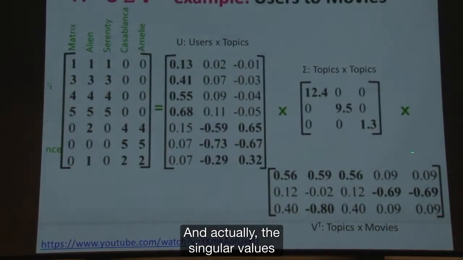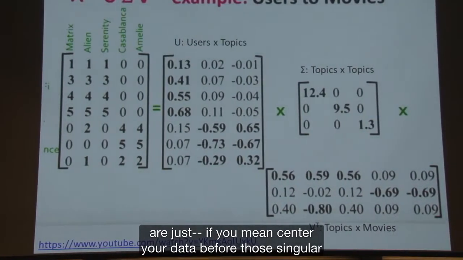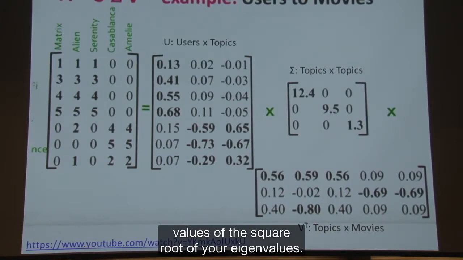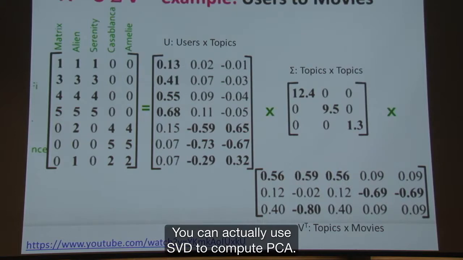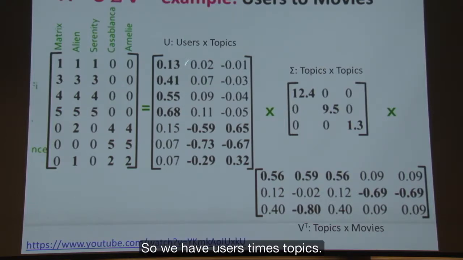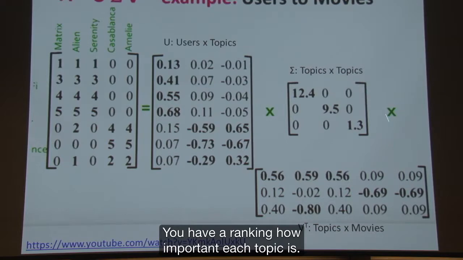And actually, if you mean center your data before, those singular values are the square root of your eigenvalues. So it is related. You can actually use SVD to compute PCA. And a lot of the software you use is going to do that under the hood. But the important part is the interpretation of SVD. So you have users times topics. You have a ranking how important each topic is. And here you have the topics times the movies.